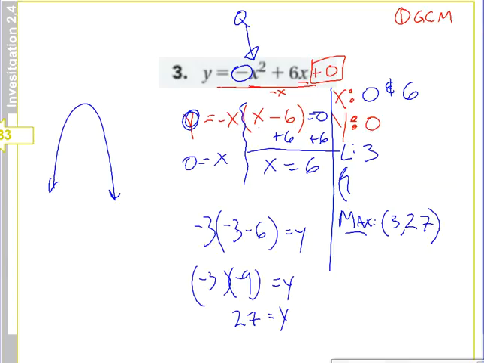And if I were to graph this fun thing, I would end up with, oh, that's a little too off for my taste. So my x-intercepts are here at 0 and 6. Here's my line of symmetry at x equals 3. Sorry. And my maximum point right here is 3 comma 27.